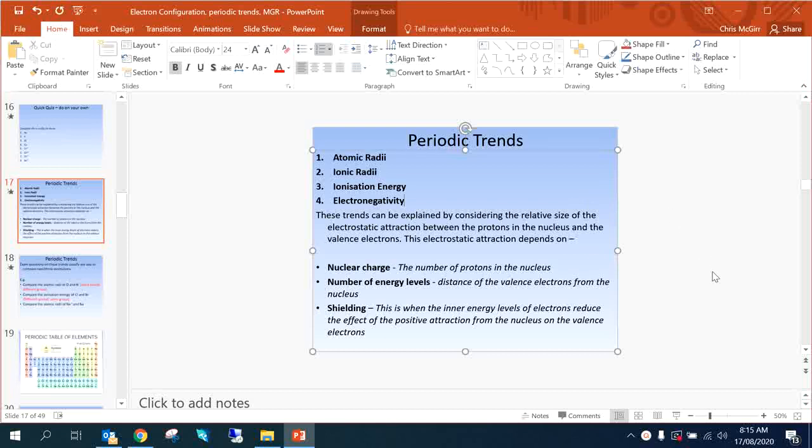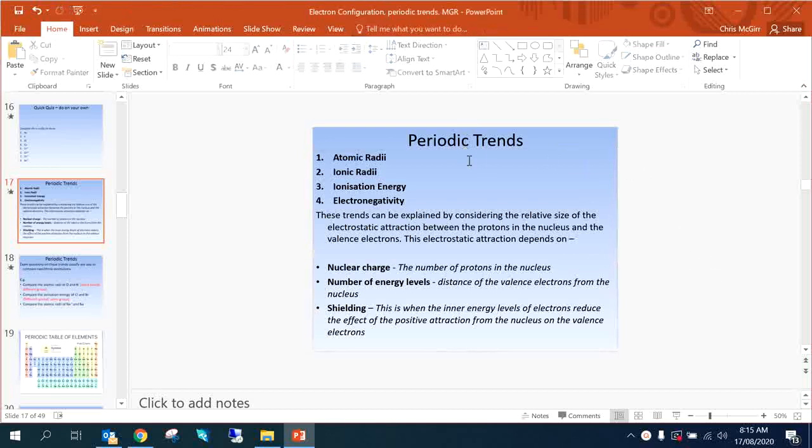Hi everyone. So the next part of the topic that we'll be looking at is periodic trends. We've just covered electron configuration so far. So the exam questions and what you need to know is be able to explain each of these four periodic trends. There's two parts to it.